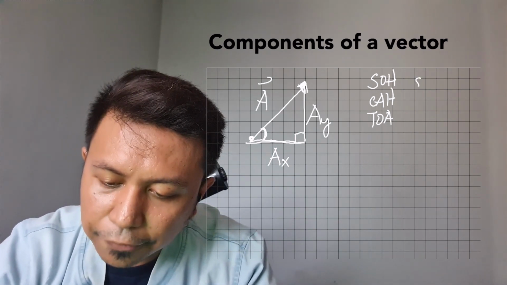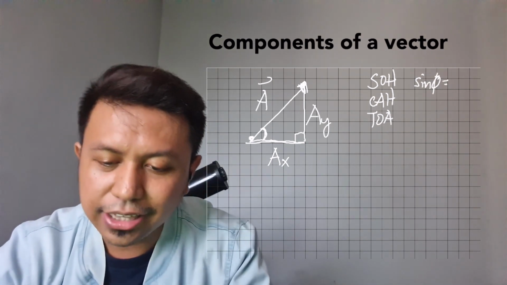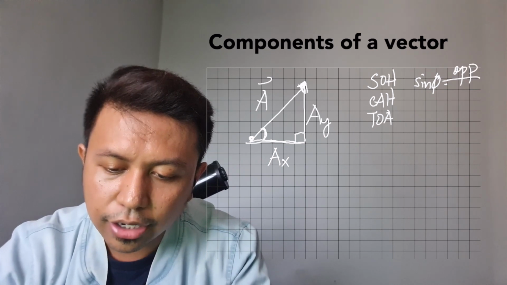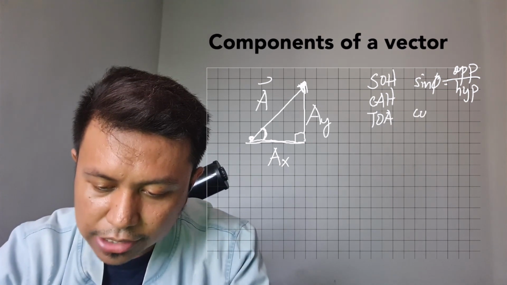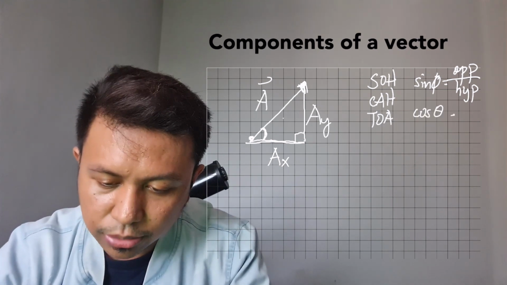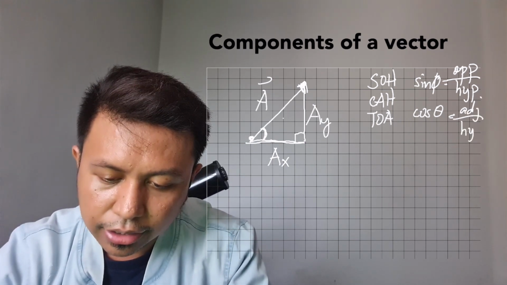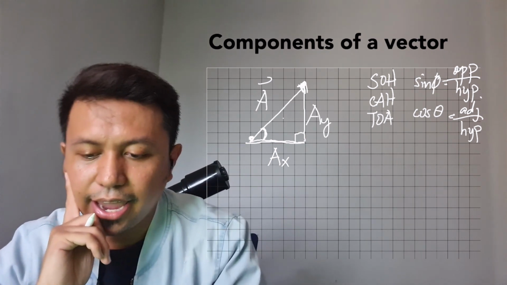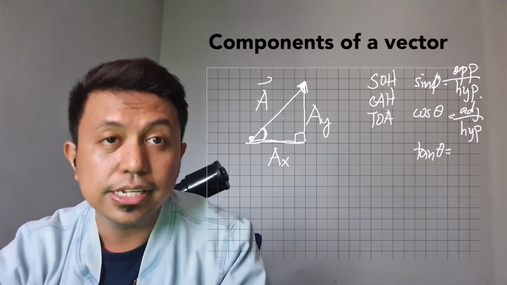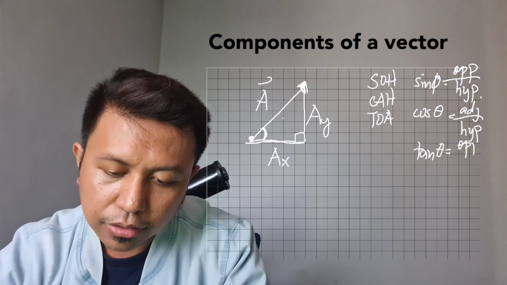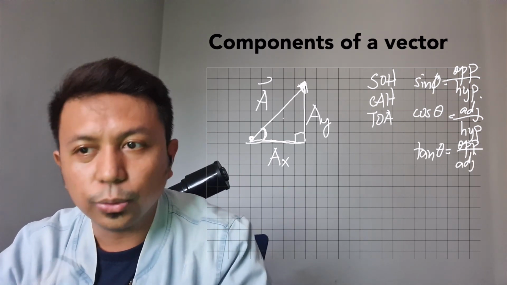How do we do this? Sine of an angle theta is equal to opposite over hypotenuse. Correct? CAH is cosine of an angle equals adjacent over hypotenuse. And then TOA tells us that the tangent of an angle is equal to the opposite over adjacent. Now let's go back to our triangle.